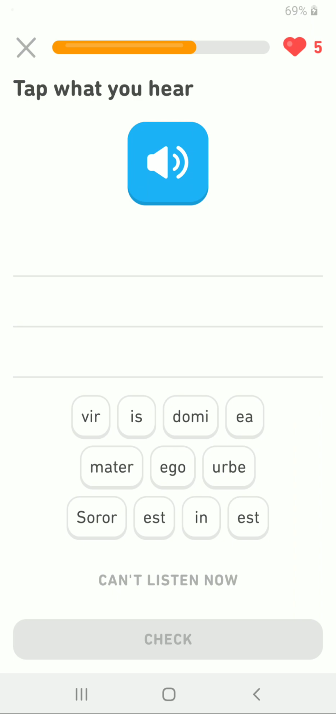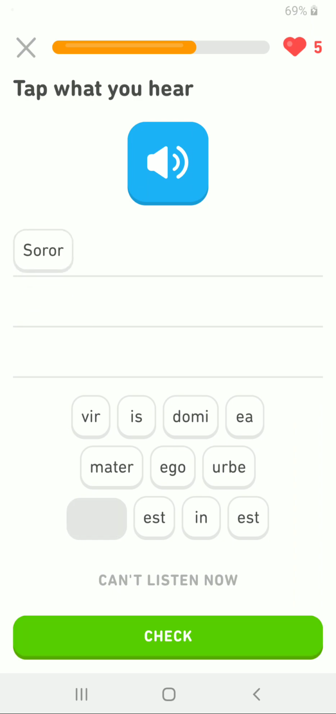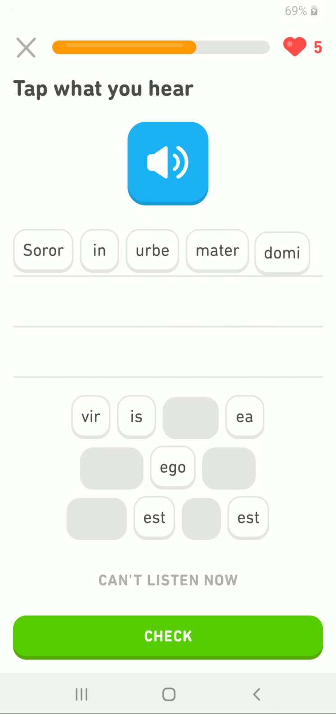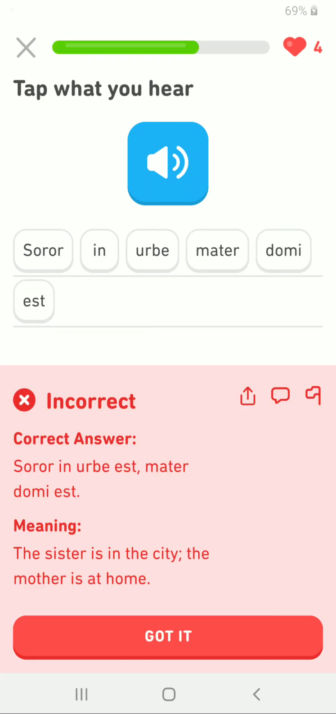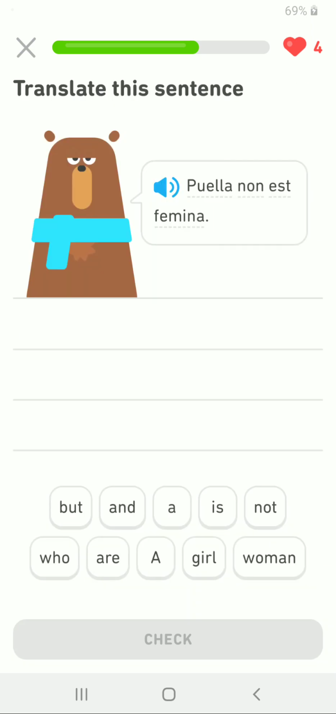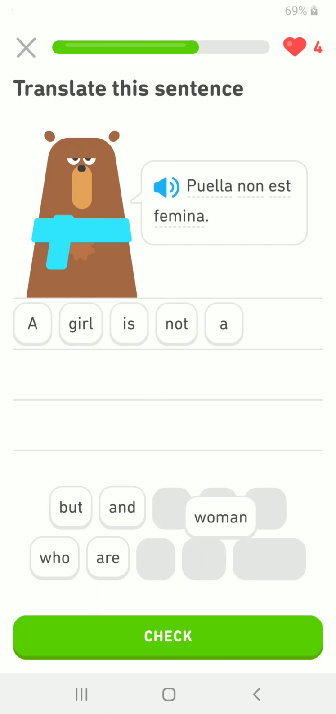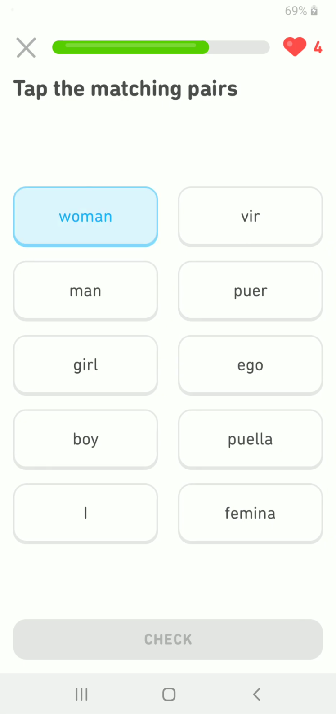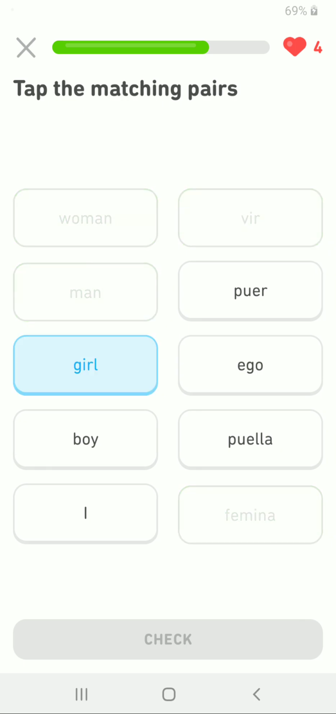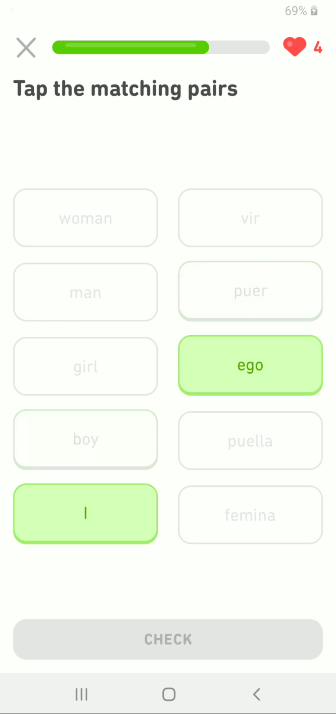And the woman is femina, ego, puer, puella. What else do we have here? Soror in urbe est, mater domi est. What did I miss? I forgot an est here. I was too quick. Puella non est femina. So a girl is not a woman. Woman, femina. Girl, puella.